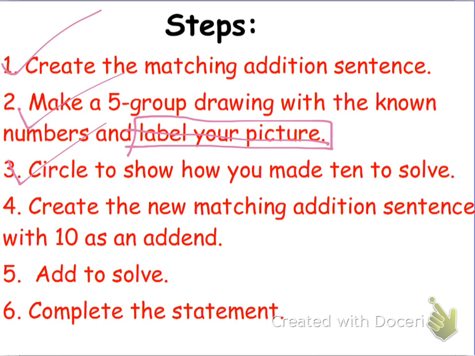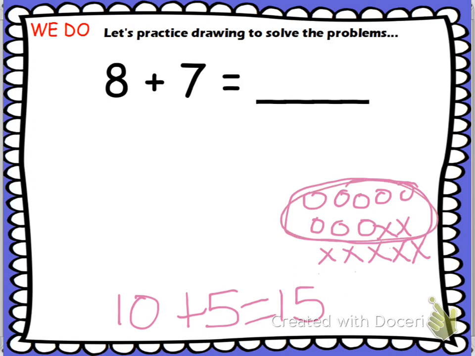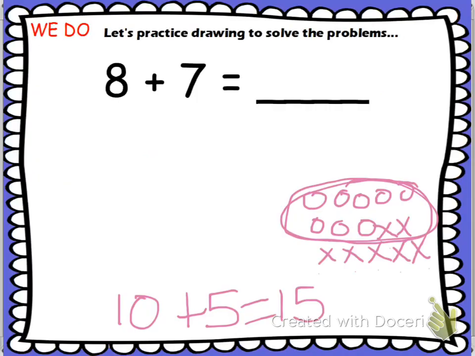Step number 4, we're going to create a new matching addition sentence with 10 as an addend. So now we're going to create a new matching number sentence with 10 as the addend. So we know that it's 10 plus 5 equals 15. Because we know that there was 10 in the circle, 5 outside the circle, and then there's 15 altogether because we know it's 10, 11, 12, 13, 14, 15. So check.